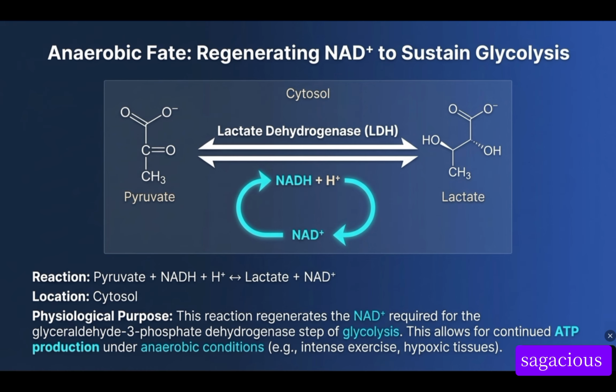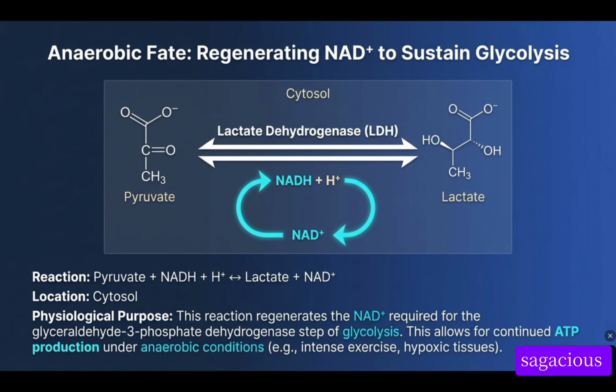Pyruvate is converted to acetyl-CoA in the presence of oxygen; to lactate by lactate dehydrogenase in the absence of oxygen; to alanine if our body needs non-essential amino acids; and to oxaloacetate if our body demands oxaloacetate. So pyruvate and lactate is a reversible process, but converting pyruvate to acetyl-CoA is irreversible. When you convert pyruvate to acetyl-CoA, your body cannot reverse that process. The only thing your body can reverse is the conversion of pyruvate to lactate. They are reversible.